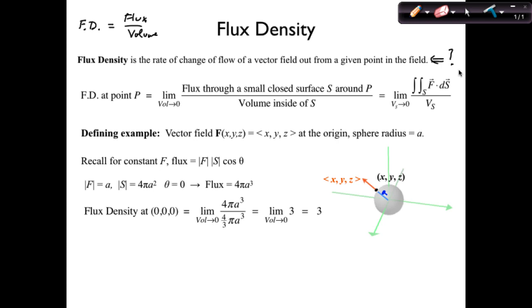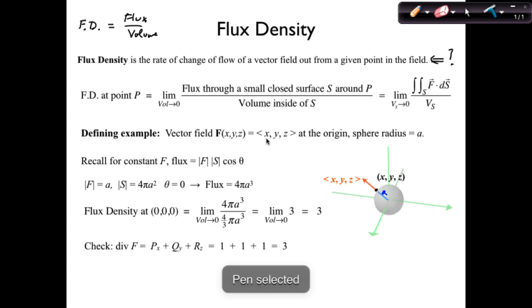So what is the divergence of this field? What is the divergence of F? It's the partial with respect to x plus the partial with respect to y plus the partial with respect to z, which is 3. See? That's 1 plus 1 plus 1. Partial with respect to x, partial with respect to y, partial with respect to z. Add them up, you get 3. Lo and behold, we're getting the same value.